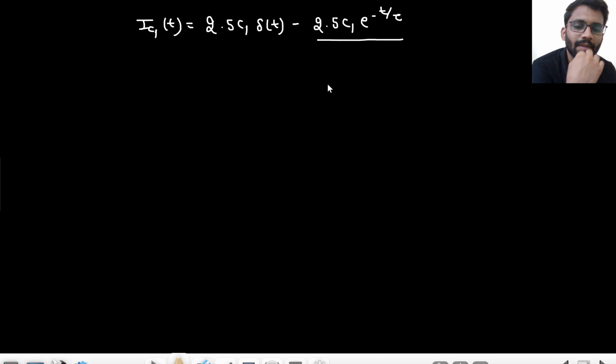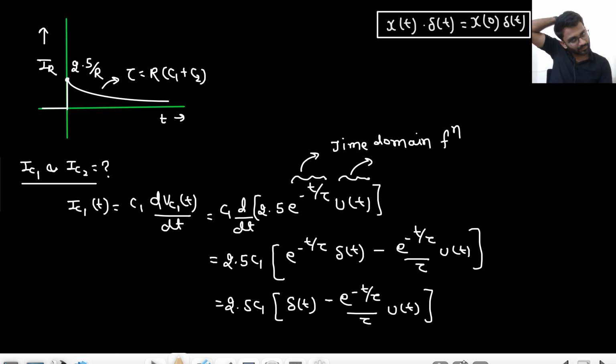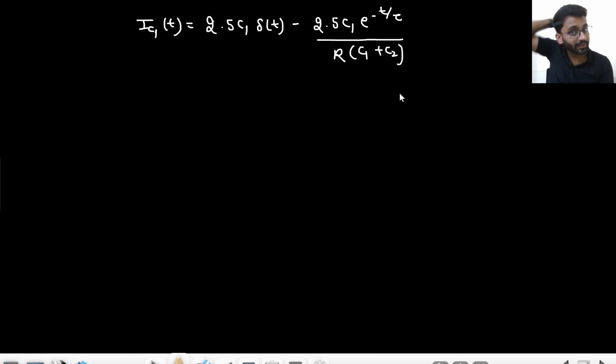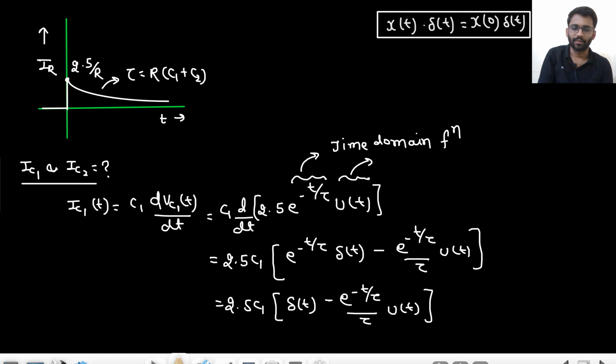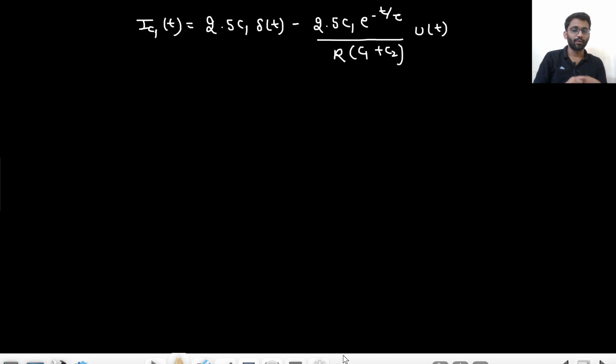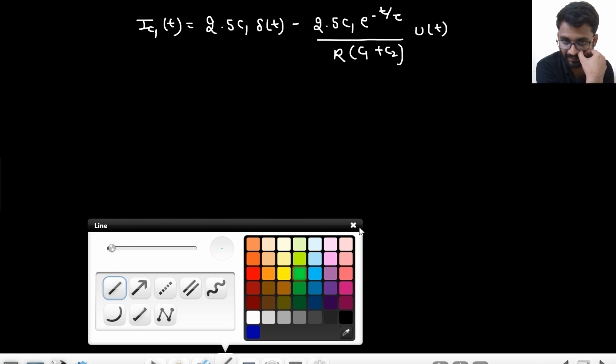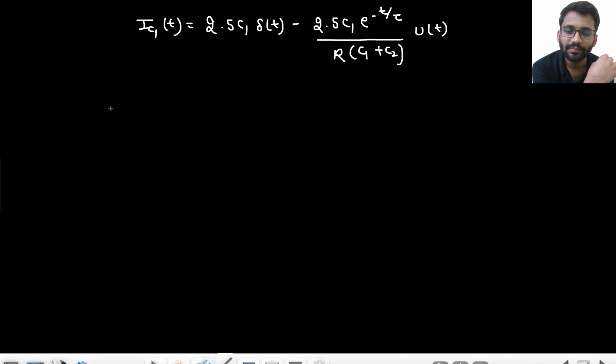What is the value of 2? That is R into (C1 plus C2), right, into u(t). This is the final expression only, no? Yeah. So what do you understand now? Let's make the graph of IC1. In between we will make the graph of IC1.